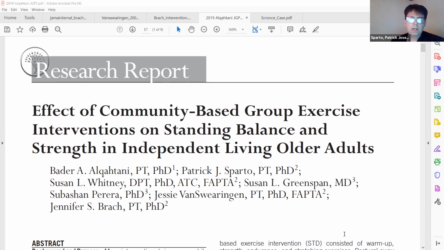And then the final two authors, Jesse Van Swearingen and Jen Brock, who have been very active in the Academy of Geriatric Physical Therapy, of course. They're really the two people who are the central developers of the intervention in this study. This work definitely generated from their minds, so it's really important to acknowledge them.